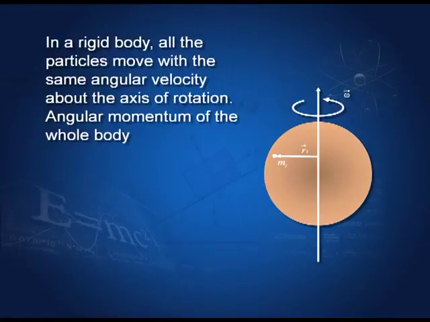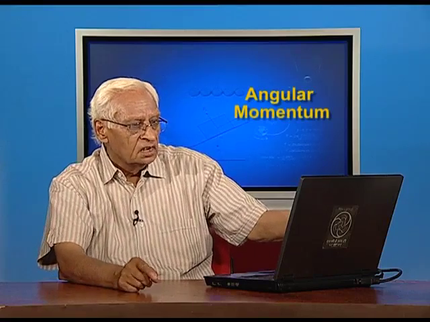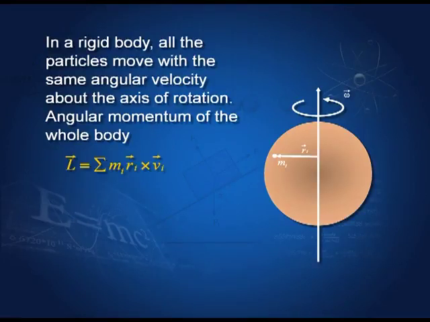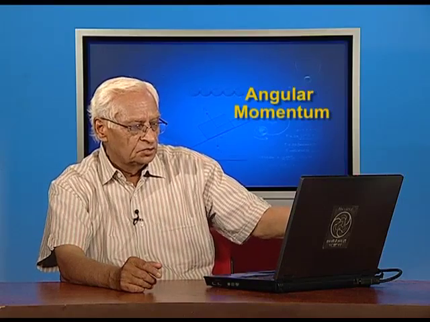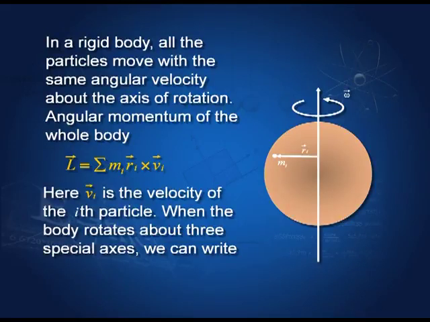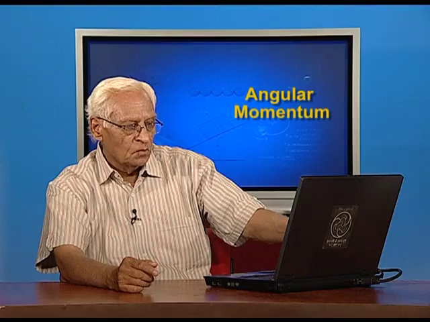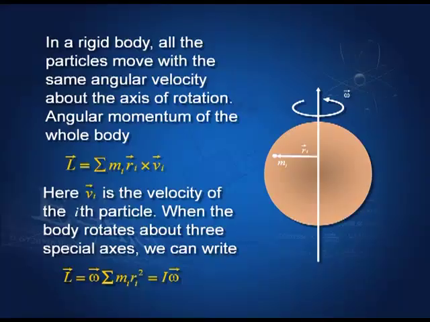In a rigid body, it is very simple. You have a particle i here, and r i is its distance from the axis of rotation, and therefore, we can write the angular momentum as m i r i crossed v i. v i is the velocity of this ith particle, and you substitute the value of v i as r i omega, and we get omega times m i r i squared, which is nothing but moment of inertia. Therefore, the angular momentum is moment of inertia times the angular velocity.